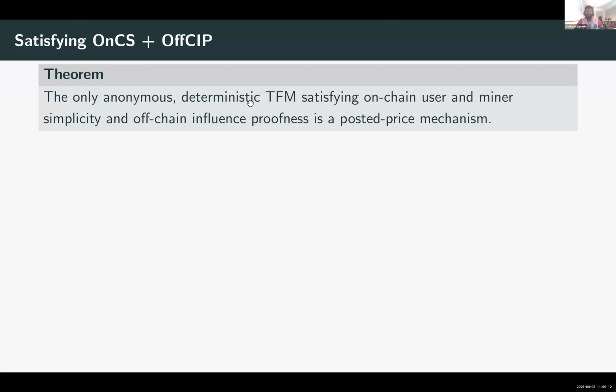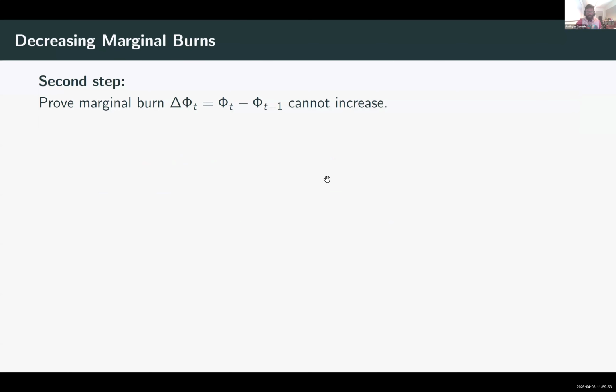What we argue, at least in the deterministic setting, is that the only anonymous transaction fee mechanism, that is, a transaction fee mechanism that cannot discriminate between users, and is deterministic, and has to satisfy on-chain user simplicity, miner simplicity, and off-chain influence proofness, has to be a posted price mechanism if you don't have access to cryptography. In particular, note that if you impose determinism, a posted price mechanism would need an infinite block, because anybody who is willing to pay the price P will have to be included in the block. Let me skip the proof and jump to the conclusion slide.